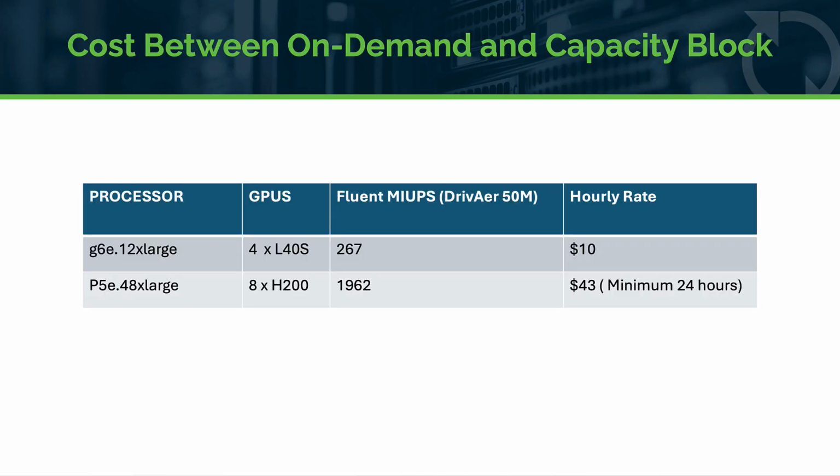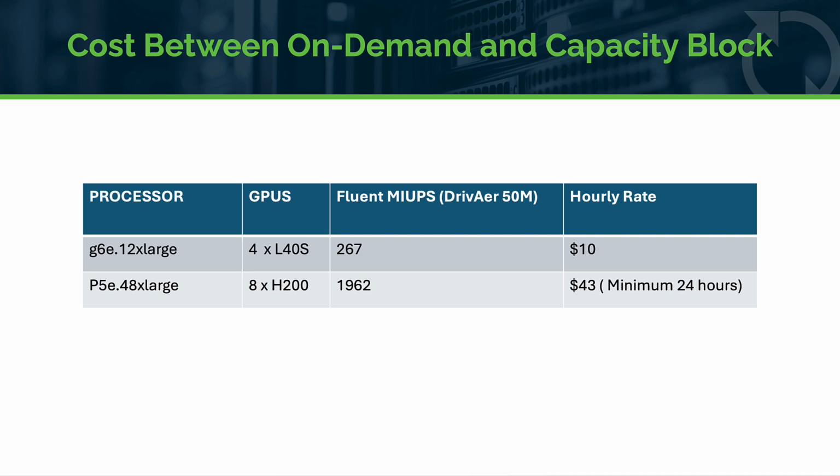And so that's why the cloud price is a little tricky. If you compare that on-demand for L40S, and I just run a 50 million cell model from Fluent here, I can get 260 MIUPS, that's million iteration updates per second. But you see the H200, it just blows it out of the water, like 1962. I mean, that is just a phenomenal jump up. And the hourly rate is only 4 times that. But I do have to rent it for 24 hours minimum.